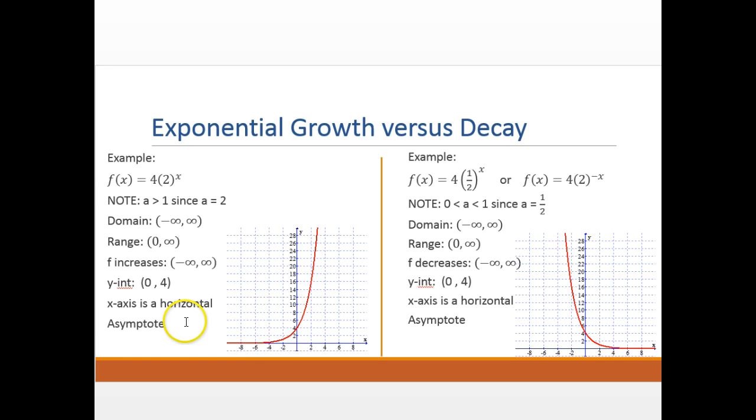The biggest difference is that growth increases left to right. Notice the slope of this graph increases steadily left to right. Notice the slope of this graph decreases steadily left to right. So the function decreases from negative infinity to infinity.